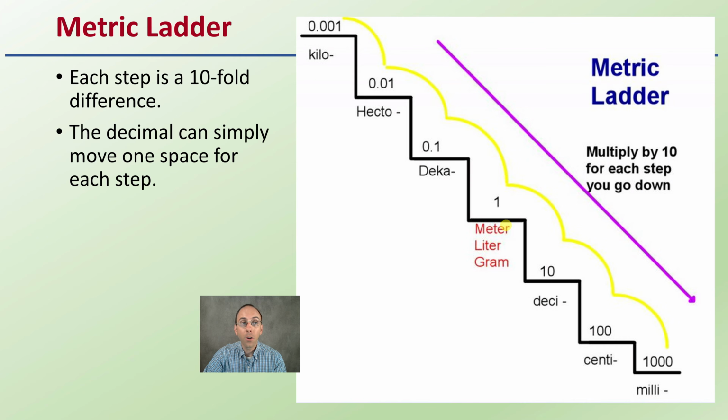So when we're making that conversion, we want to think of the metric ladder. Each step is, again, a 10-fold difference. So the decimal can simply be moved one space for each step. That's going to be to the left or to the right, depending on whether we're going to one unit versus another. So for example, going down here, we're increasing the number because that unit's getting smaller. A milligram or a milliliter is going to be much smaller than a kiloliter or kilogram, for example.